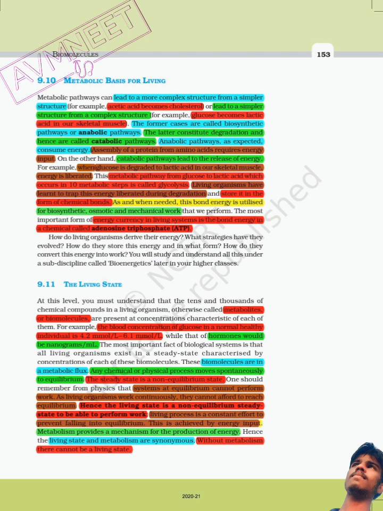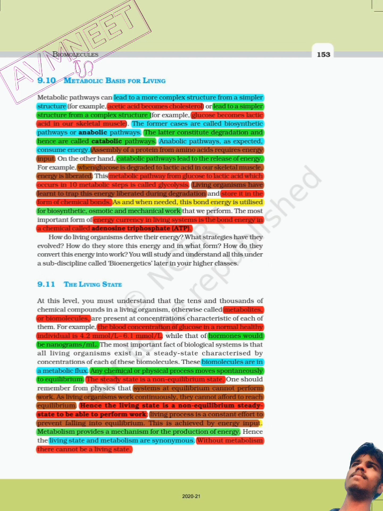The most important fact of biological systems is that all living organisms exist in a steady state characterized by concentration of each of these biomolecules. These biomolecules are in a metabolic flux. Any chemical or physical process moves spontaneously to equilibrium. The steady state is a non-equilibrium state.